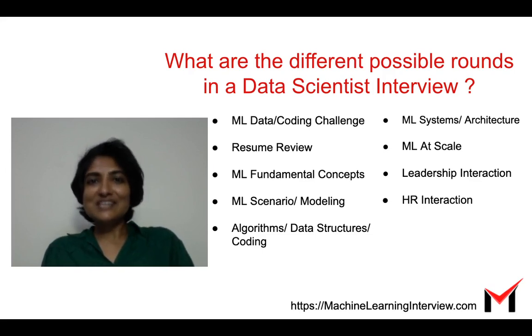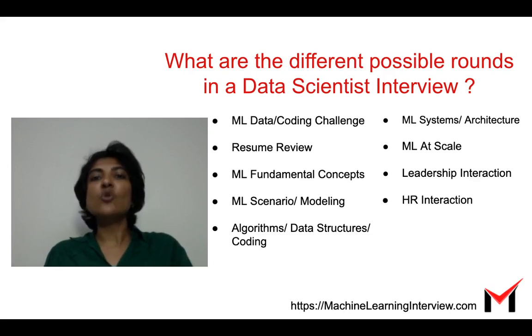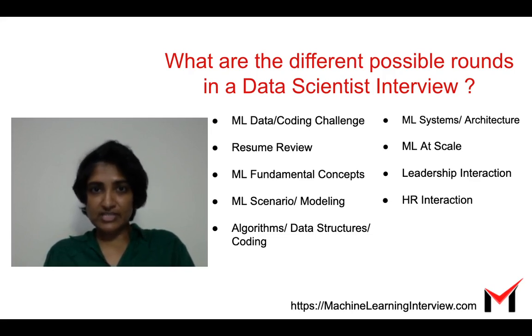Right. So these are all the various different possible rounds in a data scientist interview. Now, you don't have so many rounds usually, right? So this is the universe of things that people test for, but it is common to have 2 to 6 rounds in an interview loop, depending on the company and depending on the role that they're interviewing for. And usually it's a mix and match of these things to test whether you have these skills.